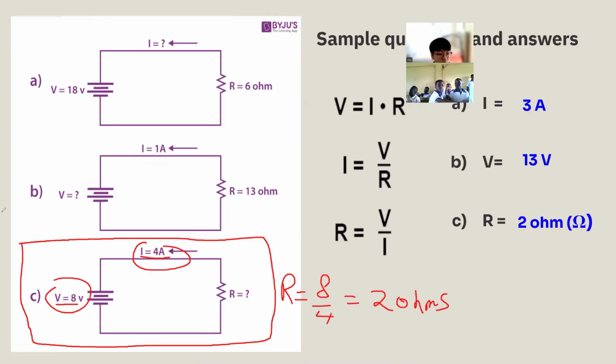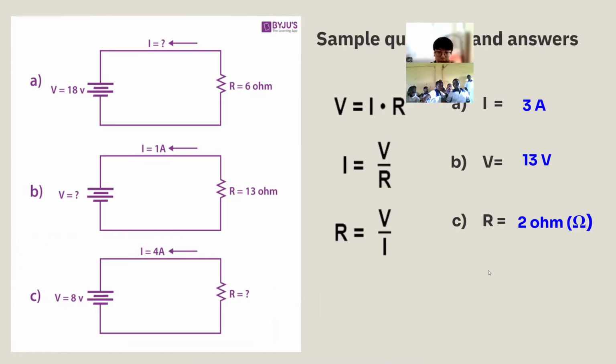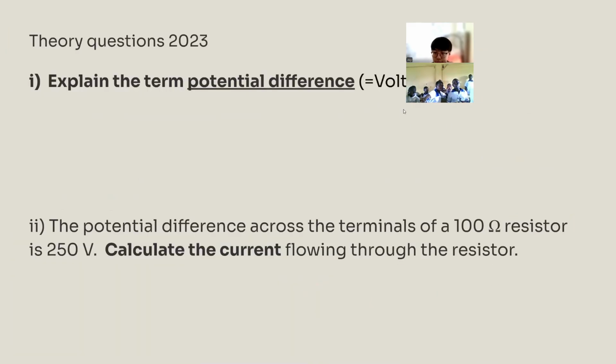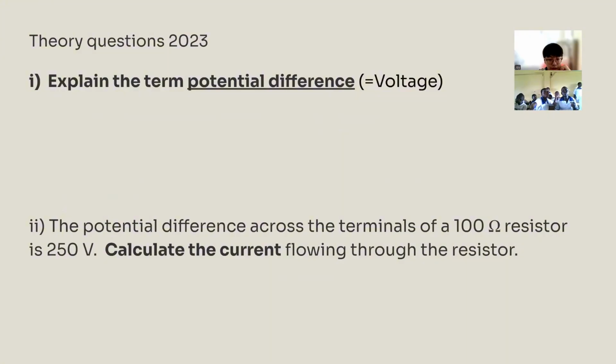Okay. Yeah, it seems like all of you are pretty good at solving this. So let's move on to the next question. So can anyone answer this first question? So explain and define the term potential difference, the voltage. Does anyone remember?